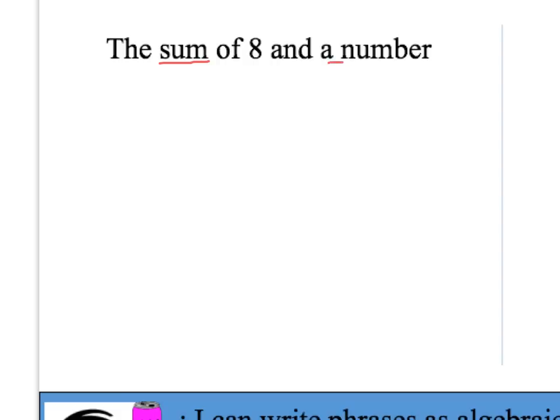A number is another key word that we talked about in the previous slide. I know that the word sum means plus, so I'm going to put a plus sign here. So they said the sum of 8 and a number. Anytime they talk about a number, they're talking about a variable. So the sum of 8 and a number would be 8 plus y.